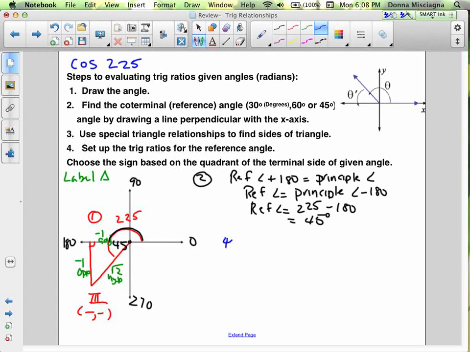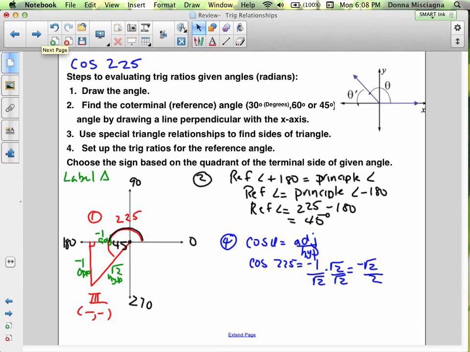So here's our last step, step 4. Cosine theta is adjacent over hypotenuse. By the way, you don't have to keep writing that each time, but I am writing that for our notes. So cosine 225 would equal the adjacent side, which is -1, over the hypotenuse, which is the square root of 2. And then we would rationalize, which makes that negative square root of 2 over 2, because the square root of 2 times the square root of 2 is the square root of 4, and the square root of 4 is 2.